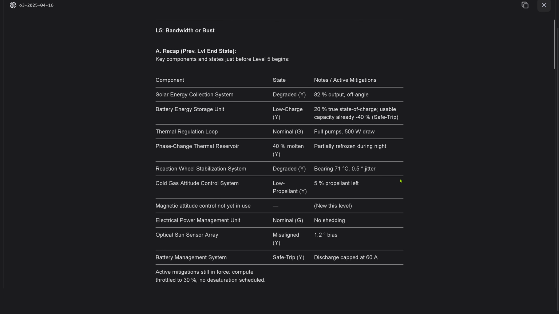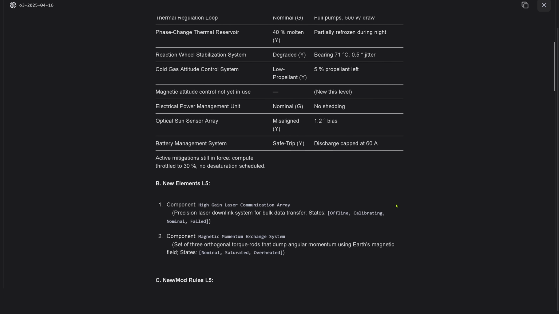In my old days, there was the test, how many R's are in strawberry? Today we ask, when will our reaction wheel stabilization system fail if there is a 0.5 degree jitter in the system? Okay, now we have new elements. No, otherwise it would be boring, come on. You see, I could increase the number of components I ask per level because 2 components is a little bit too trivial for O3. So we have a high-gain laser communication array.